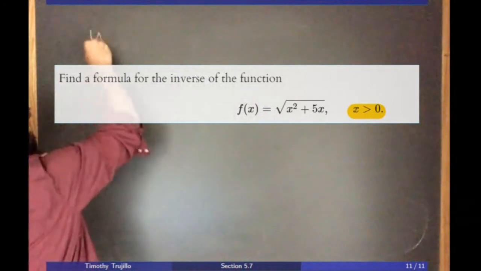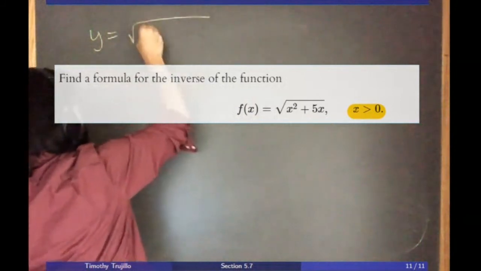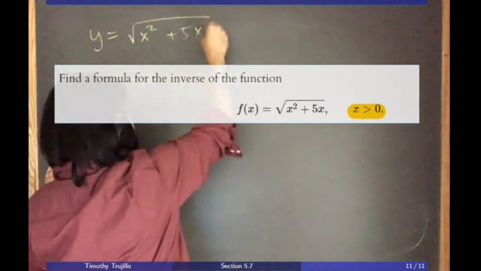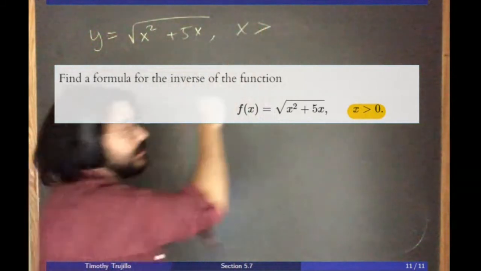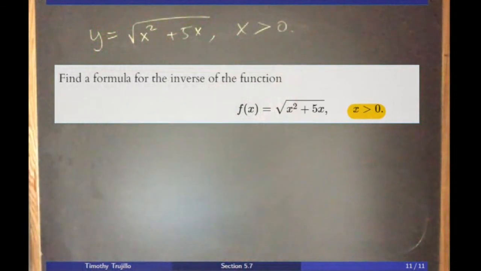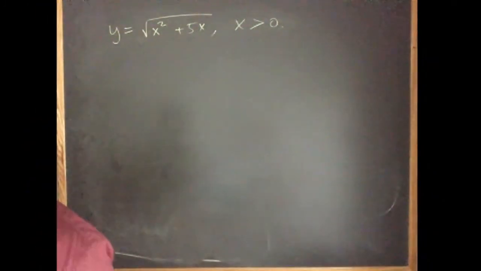Okay, so here I'll just write it out as y equals, again, the square root of x squared plus 5x. And again, we're making the domain restriction that x is greater than 0. And the purpose of that domain restriction is to guarantee that we are indeed one-to-one, so we do have a unique function for the inverse.